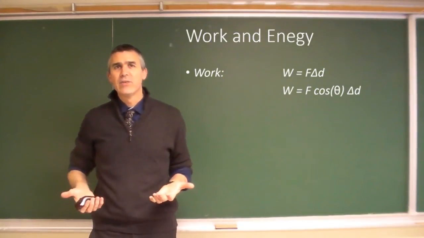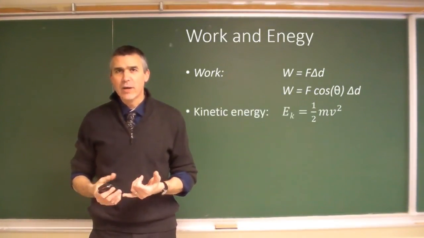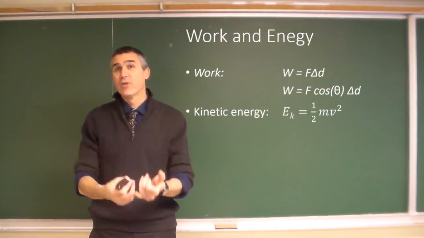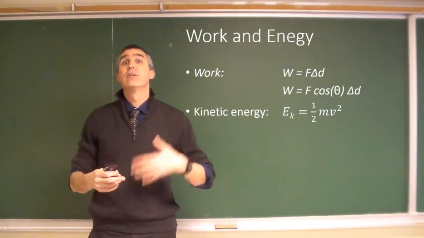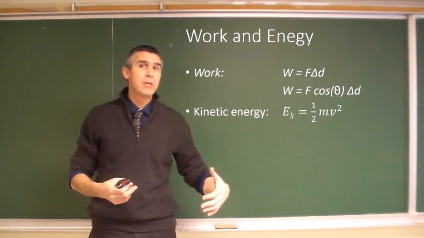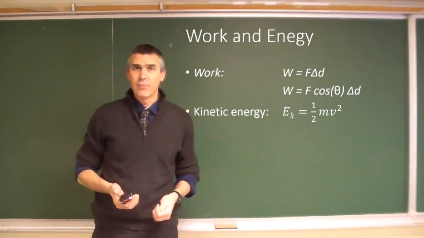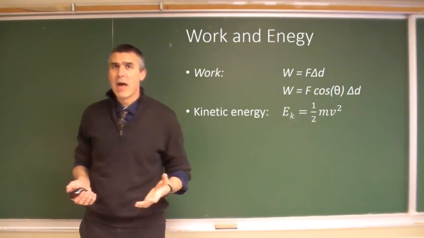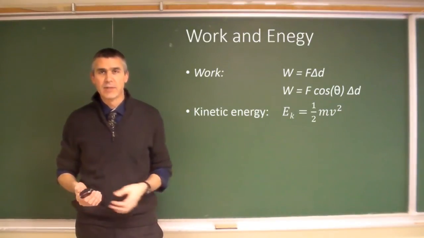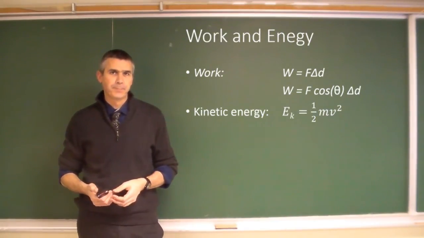We saw kinetic energy is equal to half mv squared. So as the speed increases, the amount of kinetic energy increases even faster. So if we double the speed, the energy goes up by a factor of 4. And if we increase the mass, then obviously the kinetic energy goes up as well.